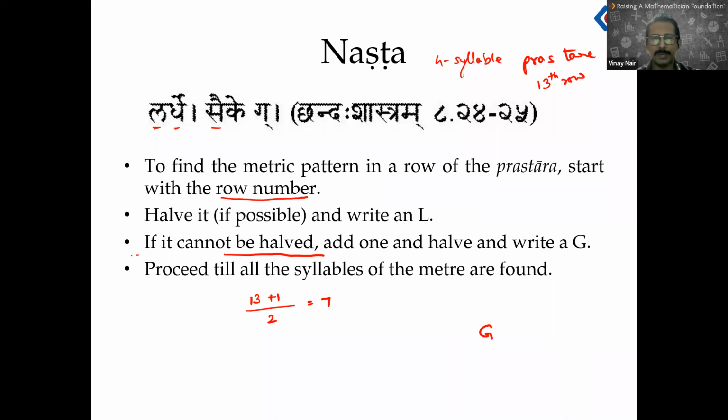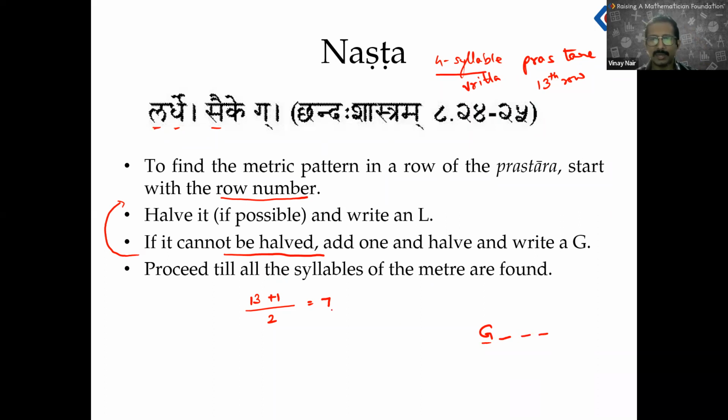And then it says repeat the process until all the syllables of the meter are found. So we are talking about a 4-syllable prastara, or 4-syllable vritta. Vritta is the meter, prastara is the listing. So for a 4-syllable prastara, that means we need to fill in 4 spaces.